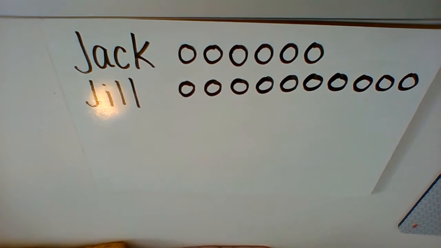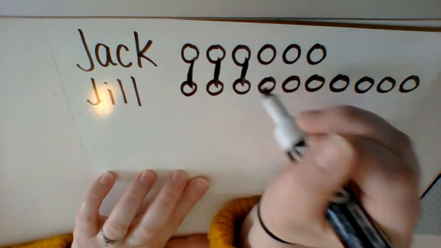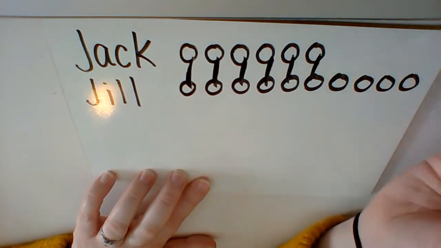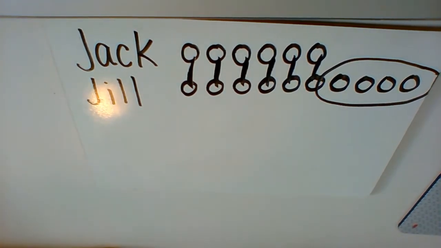Now that we have both of their cards represented with circles, we can draw lines between the circles they have in common to make it easier to see how many more cards Jill had than Jack. Now it's really easy to see that Jill had 4 more cards than Jack. But let's not stop there. Let's use an equation to represent this problem.